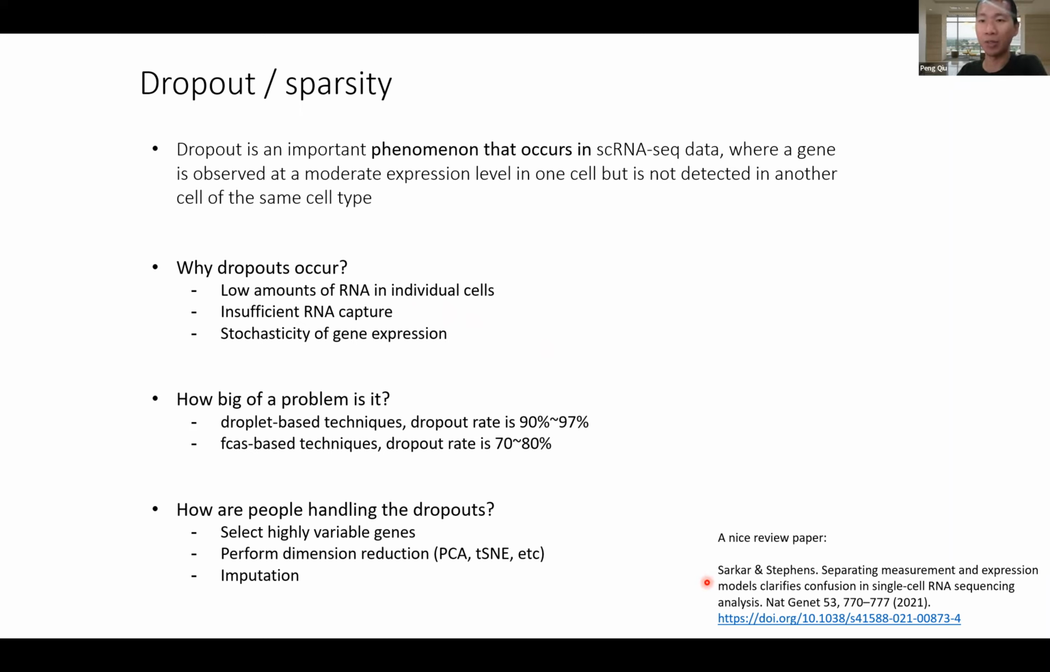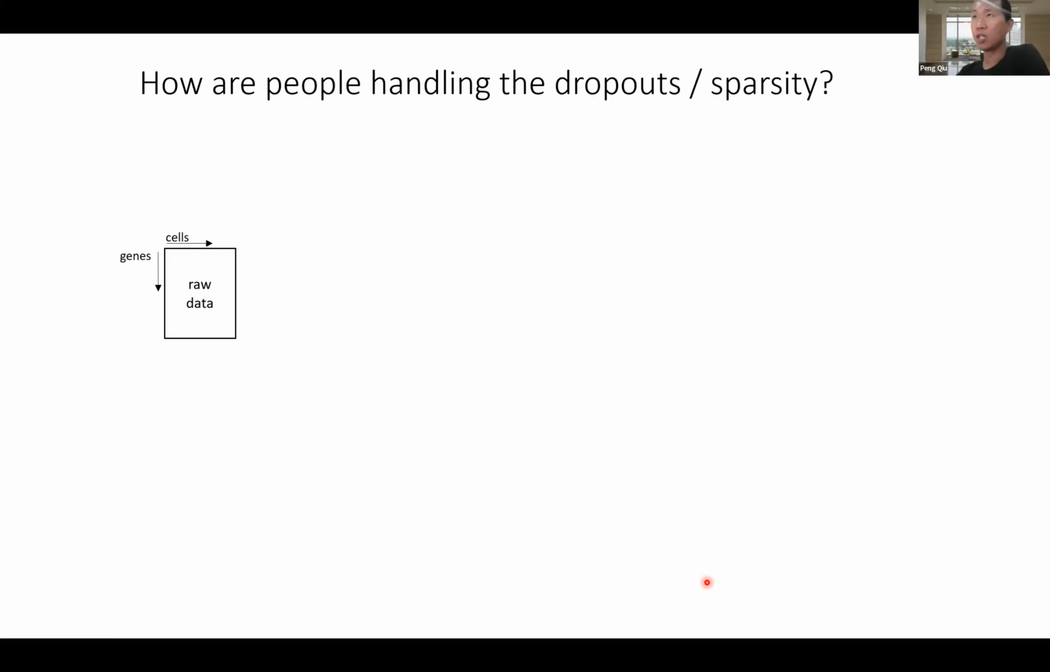And that's why, now when I try to present this work, I often use the word sparsity to refer to the zeros in the problem here, so that hopefully it's less ambiguous. All right, so in terms of how people are handling the sparsity of the data, as I mentioned earlier, it's always about borrowing strength across similar stuff, either similar genes or similar cells.